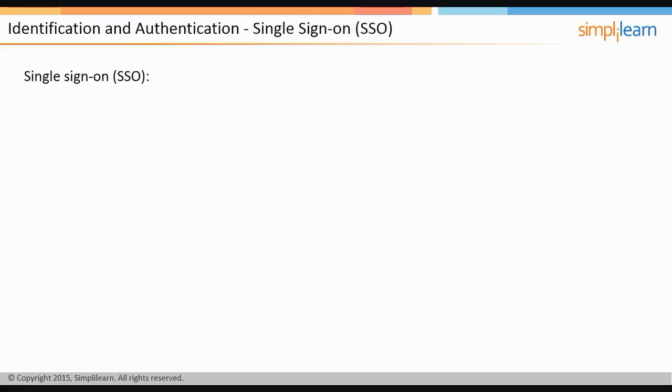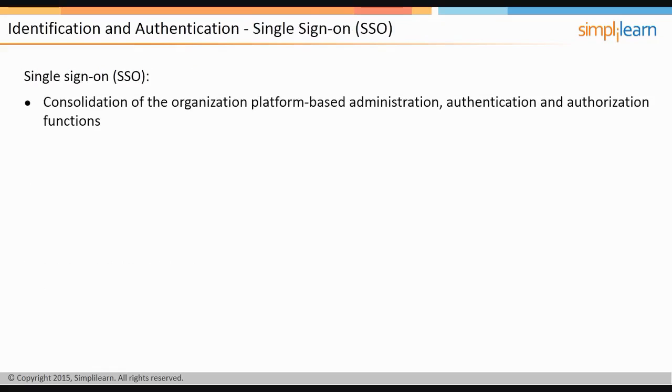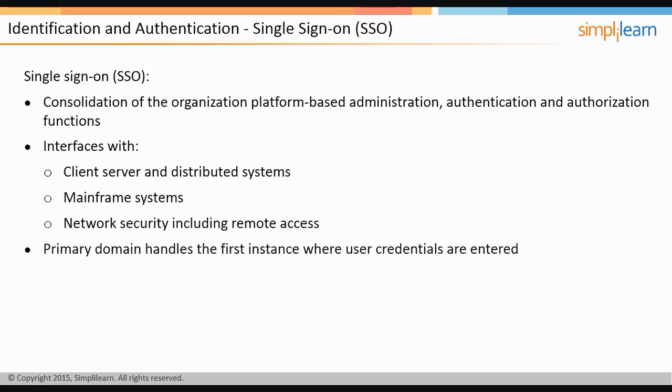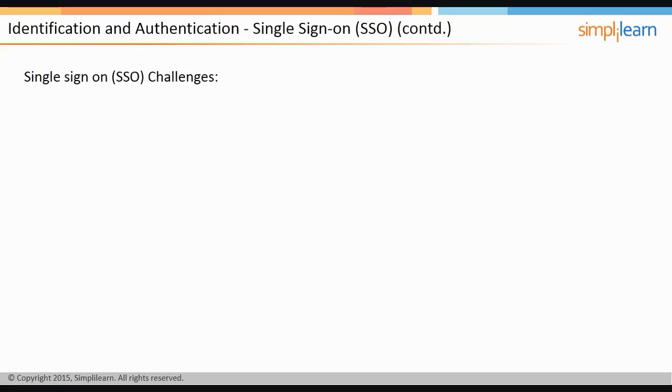Single sign-on, SSO, is a consolidation of the organization platform-based administration, authentication, and authorization functions. It interfaces with client-server and distributed systems, mainframe systems, and network security, including remote access. The primary domain handles the first instance where user credentials are entered, and the secondary domain is any other resource that uses these credentials.